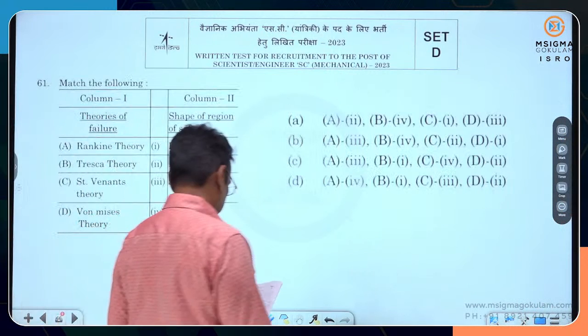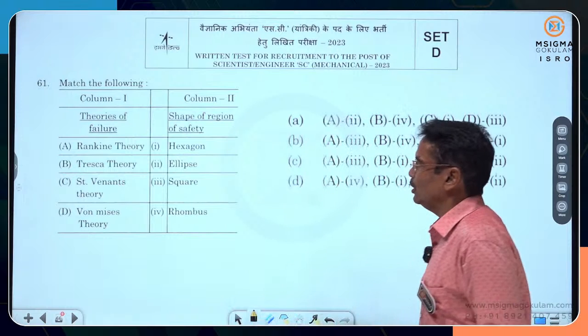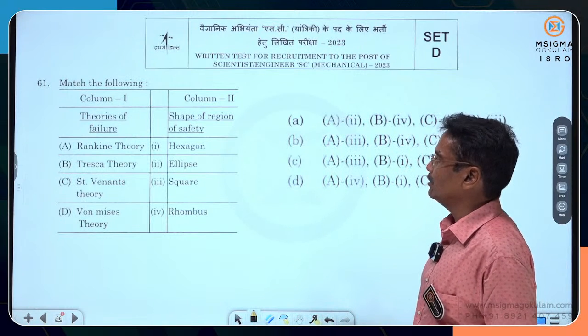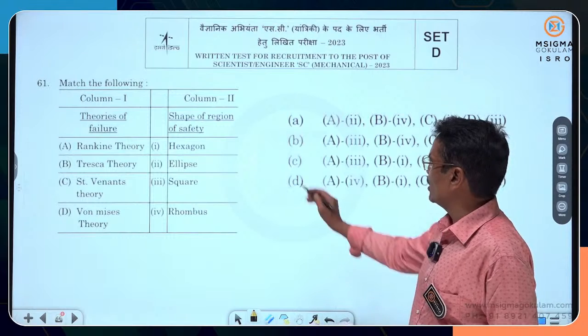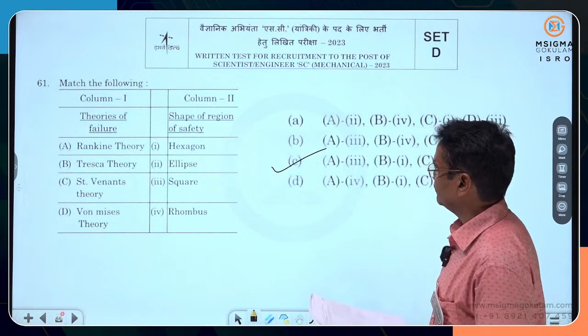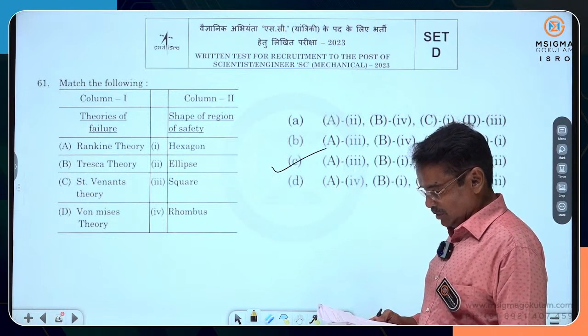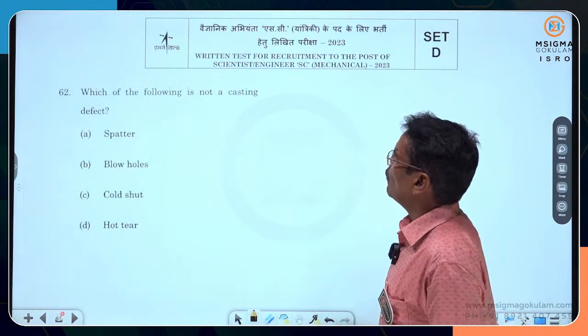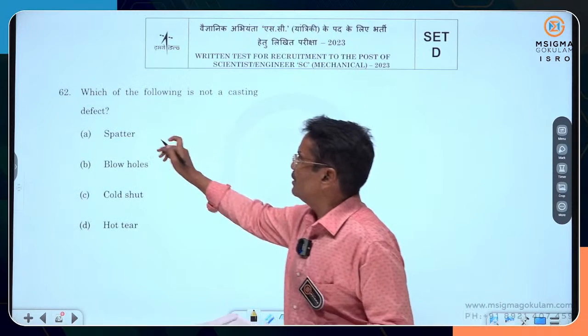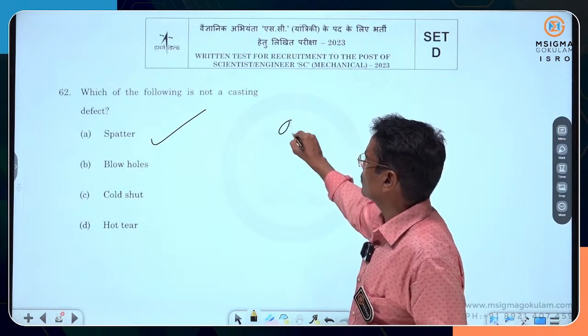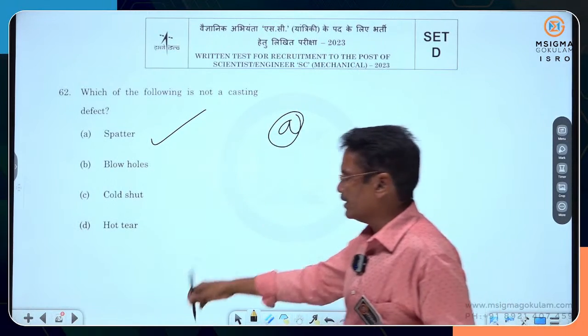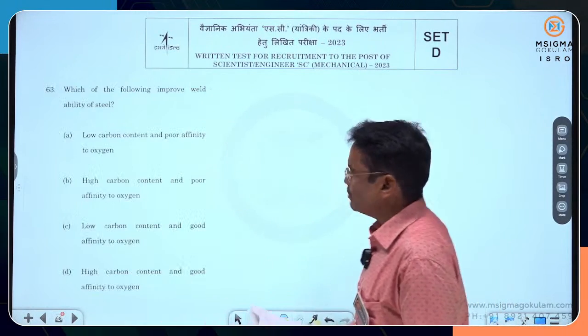61 is regarding the theories of failure: Rankine theory, Tresca theory, Saint-Venant theory and von Mises theory. Answer will be C. Matching problem. Which of the following is not a casting defect? It is spatter. A is the answer. See, some questions can be answered directly just by reading them.